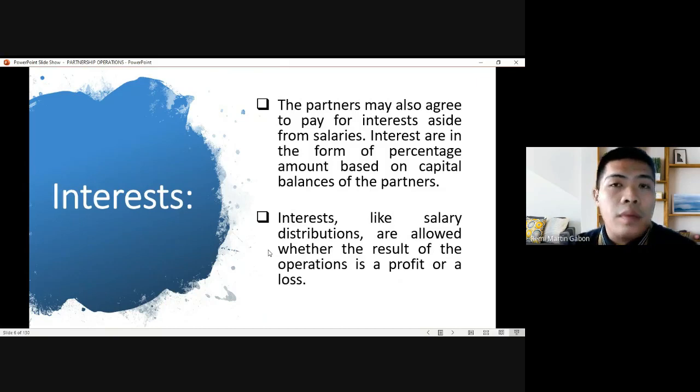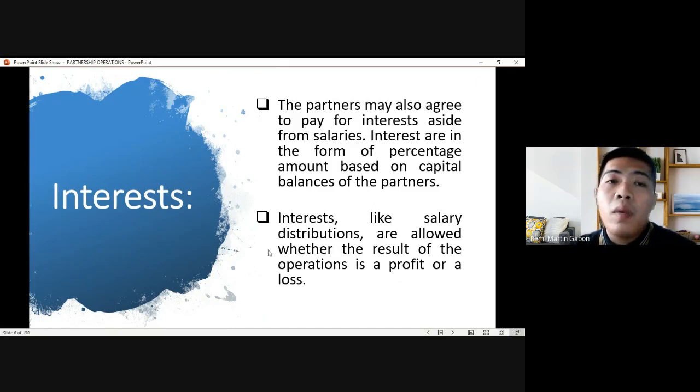Next is interest. Partners may also agree to pay interest other than salaries. Okay? So interests are in the form of a percentage amount based on capital balances. So this is not the typical interest that we encounter in problem solving when we have in lower accounting. So when we say interest, it is the additional distribution based on the capital balances in a specific period. Okay? Capital balances of the partners.